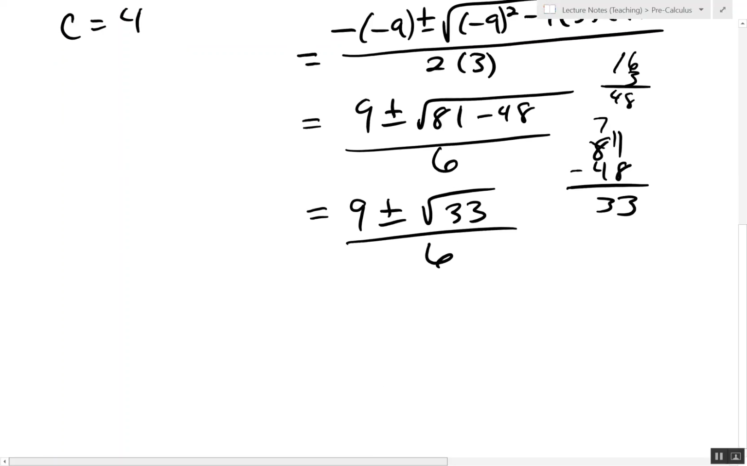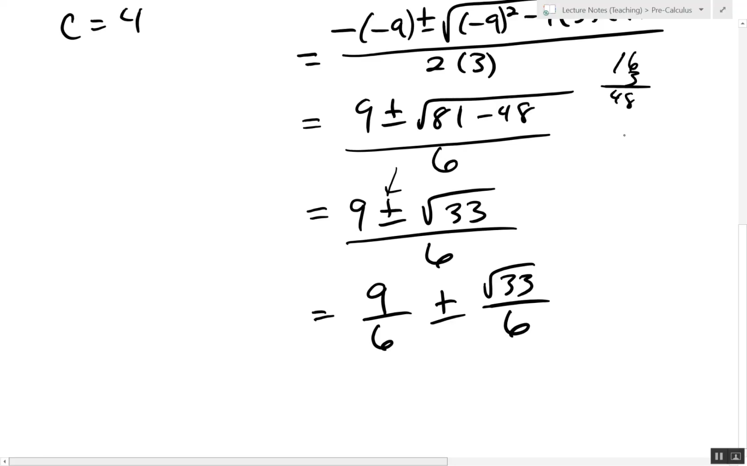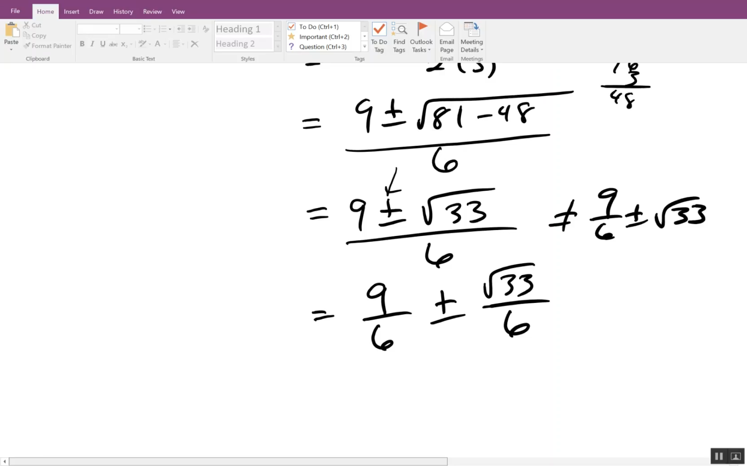And then this is the mistake people do. When you have a plus or minus in the numerator, you have to split the fraction up so that the 6 goes under both the 9 and the root 33. I've seen a lot of people write this, which is not true. So remember that the 6 goes under both the 9 and the 33 if you're going to break up the fraction.